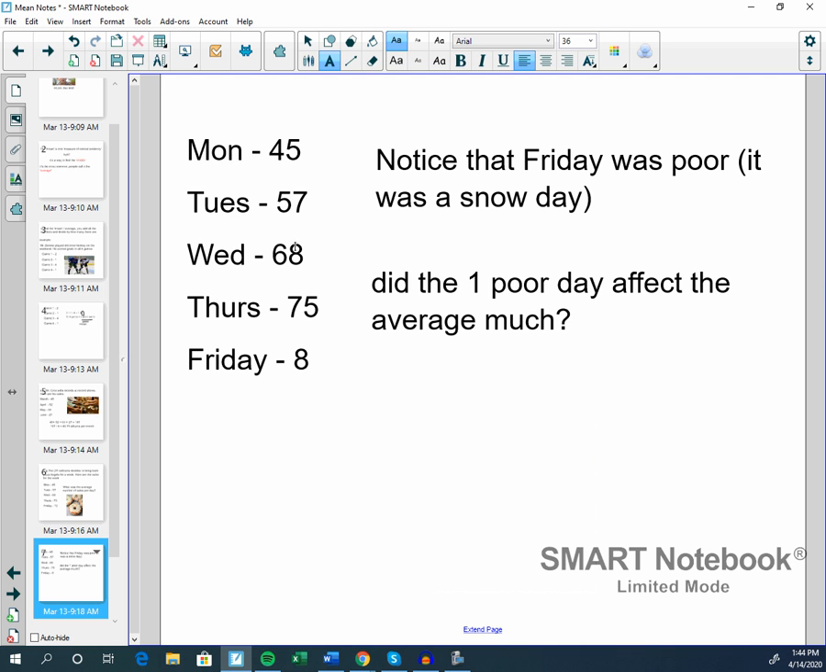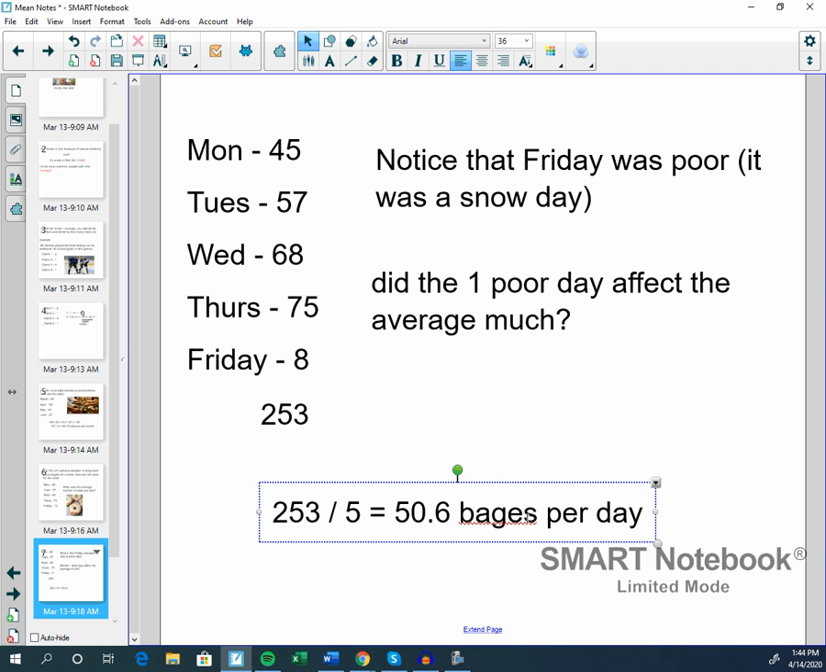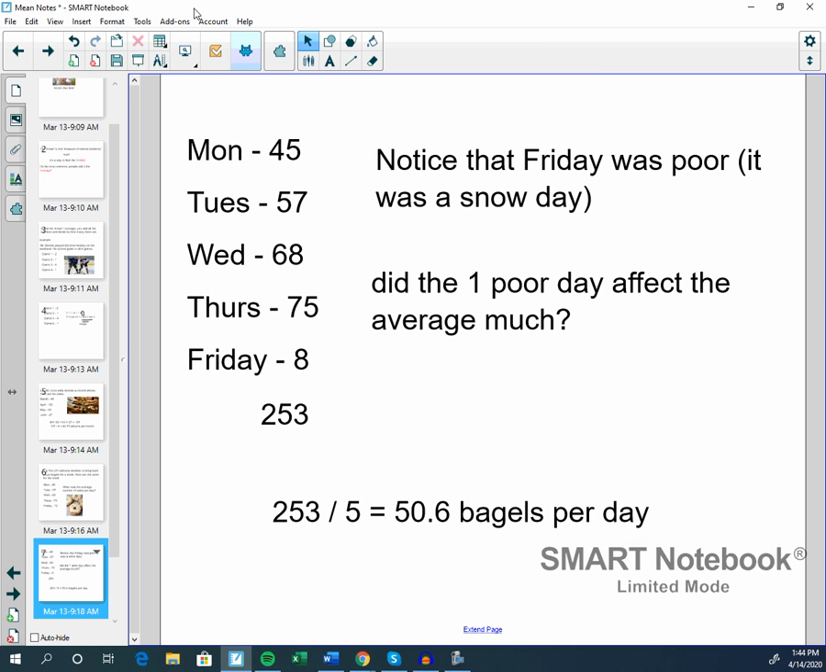Okay. This one I did work out here. So we got 45, 57, 68, 75, and 8. Notice that Friday was poor. Maybe it was a snow day or something. Okay. So we're going to take those numbers, 45 plus 57 plus 68 plus 75 plus 8. You get a total of 253. And then you take that 253. This time we're dividing by 5 because there's 5 days. 1, 2, 3, 4, 5. And that gives us 50.6 bagels per day. That's what that means. Every day. They average about 50.6.